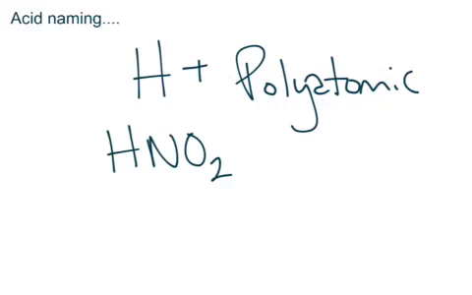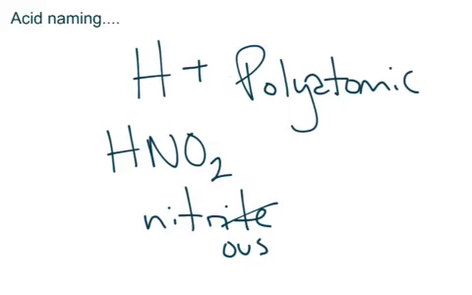If the polyatomic ion ends differently, so for example, this is NO2, which is not nitrate, this is called nitrite, then we need to have some kind of way of distinguishing between NO3 and NO2. So instead of calling it nitrite, we change ITEs to OUS. So this is nitrous acid. So nitric was NO3 because of the ATE, and nitrous is an OUS instead of an ite at the end.